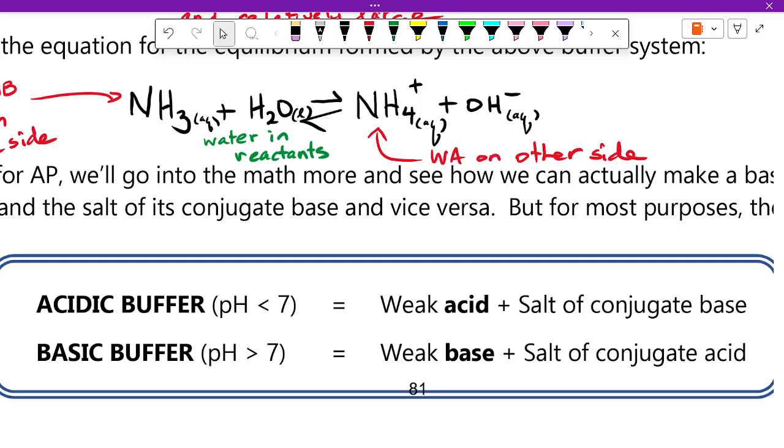Huh? Did I talk too fast? Well, if you'd rather, we could just call this WASCABA. WASCABA, weak acid and the salt of its conjugate base. And we could call it WUBSCA, weak base and the salt of its conjugate acid. So WASCABA or WUBSCA. All right, that's going to give you your acidic buffer and your basic buffer.